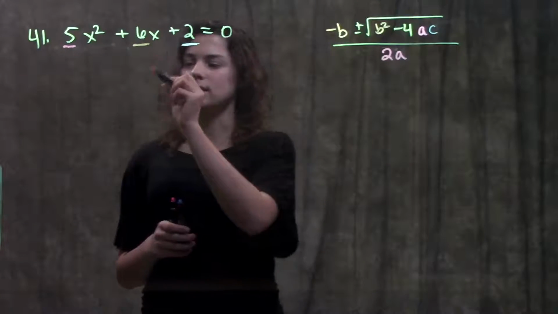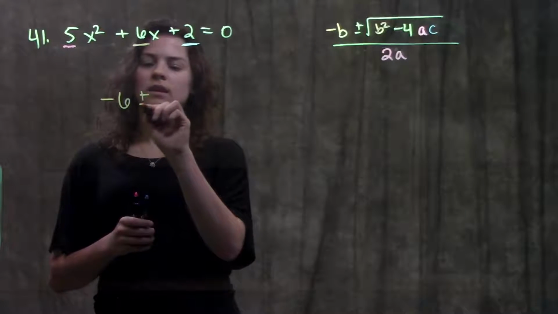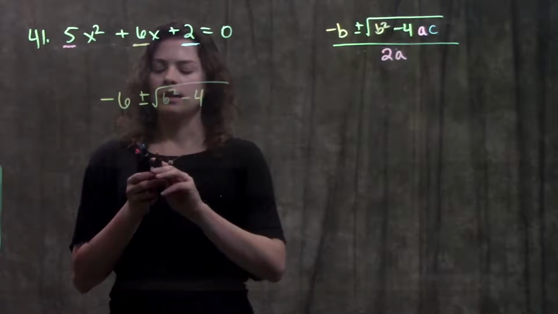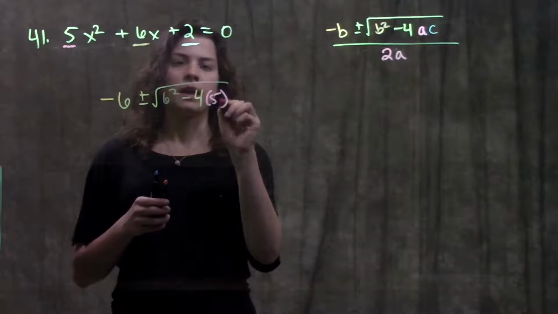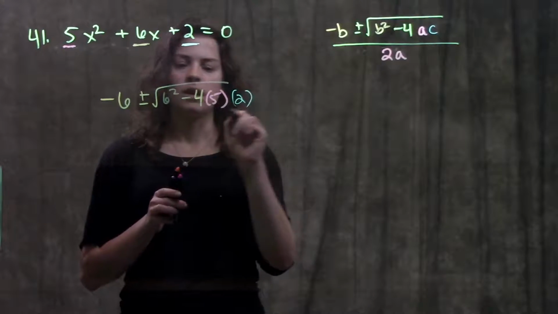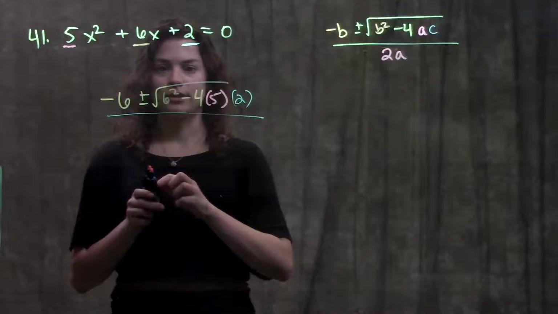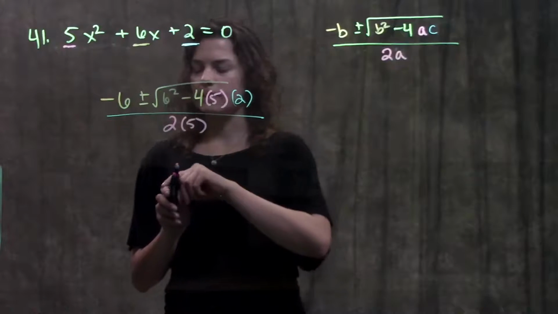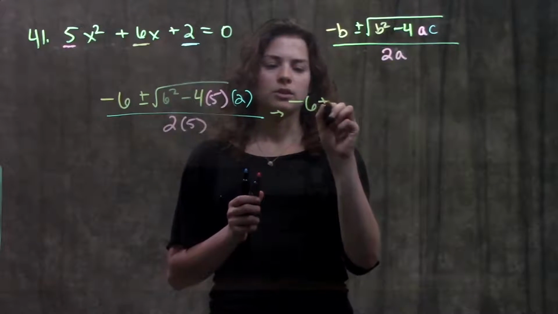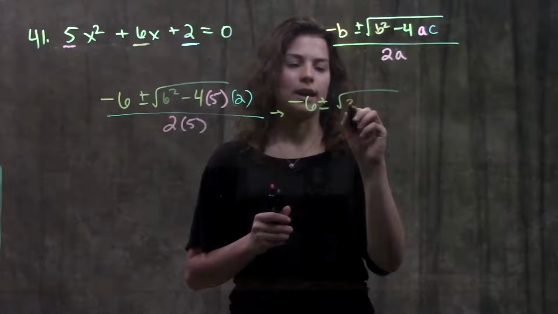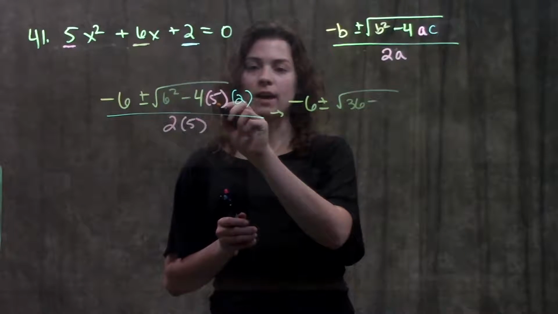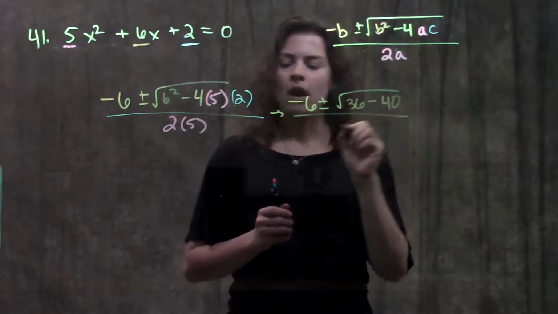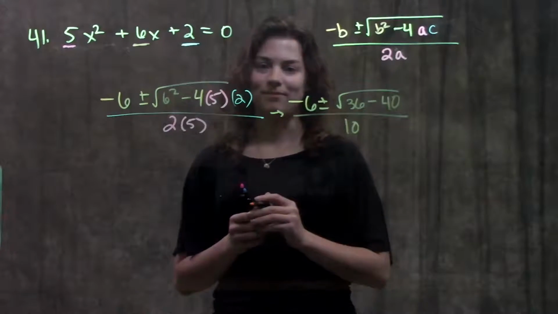So remember, our formula tells us to go negative b, or in this case negative 6, plus or minus the square root of b squared, or 6 squared, minus 4 times a, which in this case is 5, times c, which in this case is 2, all over 2a, or 2 times 5. And from here, now we're just going to simplify things algebraically. We get negative 6 plus or minus square root of 6 squared is 36, minus 4 times 5 is 20, and 20 times 2 is 40. So we'll get minus 40, all over 2 times 5, which is 10.